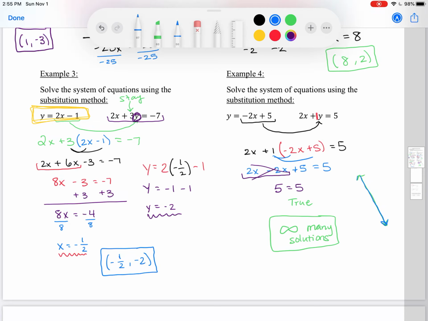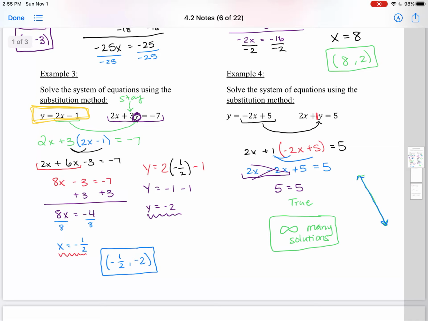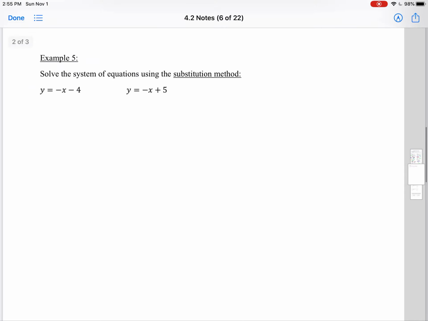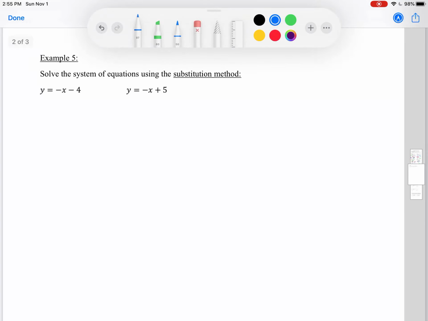If we were to graph these two functions, remember what a graph of infinitely many solutions would look like. You would have your first line, and then when you graphed your second line, you would notice that it would be the exact same thing. Test it out. If you want to try graphing this one, you most certainly can, but you will end up with the same exact function. Hence why we have infinitely many solutions.